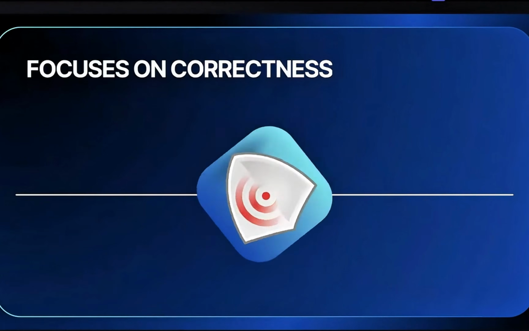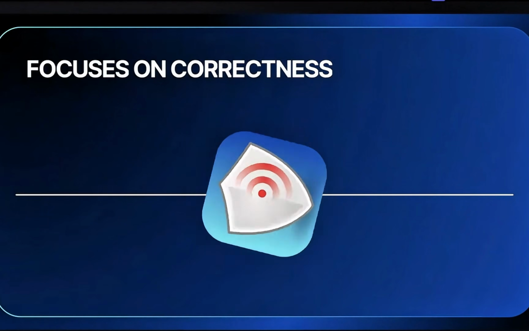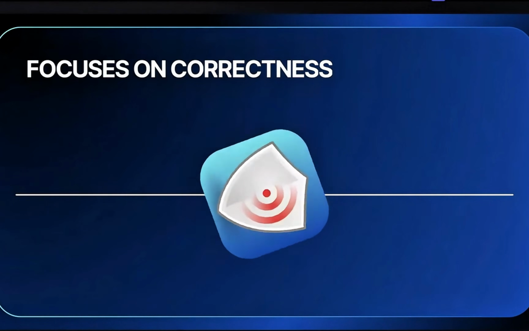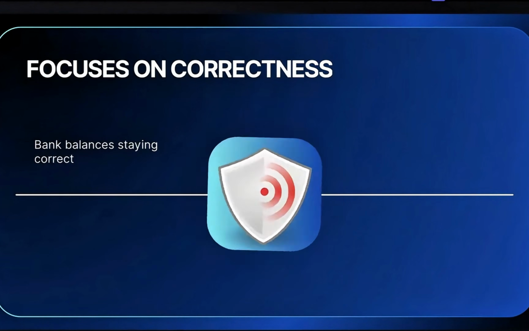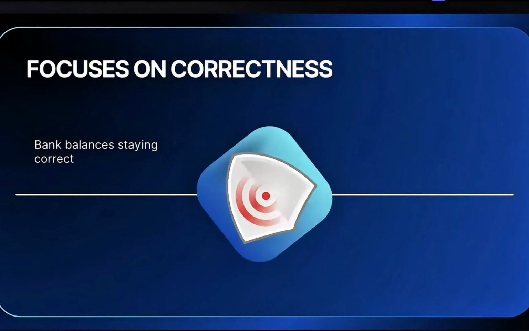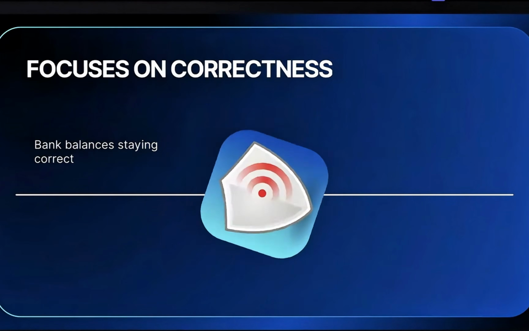Now, let us look at the examples of integrity. We've said that integrity protects accuracy across systems. So, what are the examples? We can say when we see that our bank balances stay correct, then that means that is integrity.